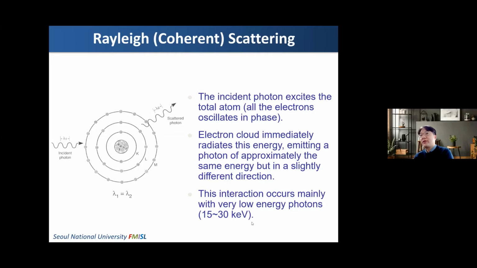Unfortunately, this interaction mainly happens with very low energy photons. I mean that this interaction occurs with photons with energy between 15 to 30 kiloelectron volts. It is quite low. You can remember that the energy of photons that we typically use has a range of at least 80 kiloelectron volts or something like that. So such high energy photons, with energy higher than 30 kiloelectron volts, usually do not undergo this Rayleigh scattering. So this is good news for us.